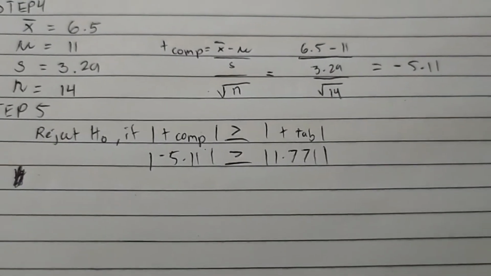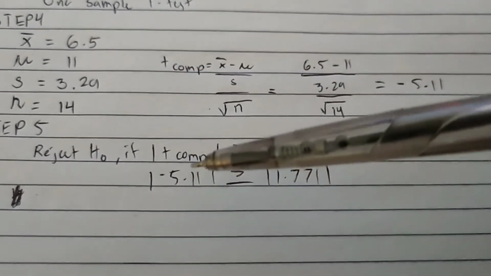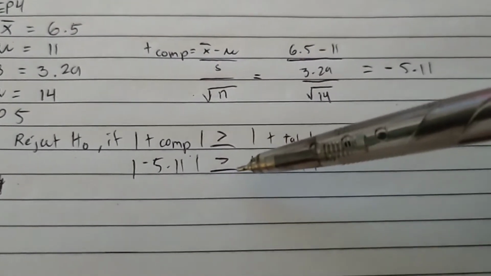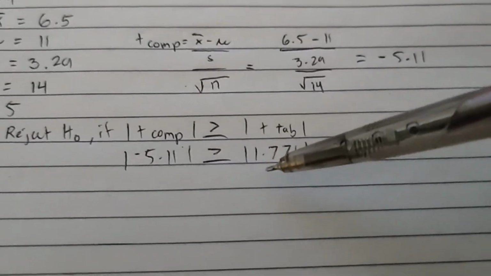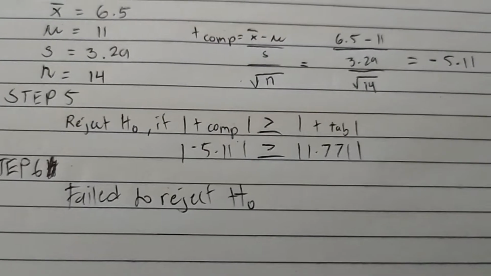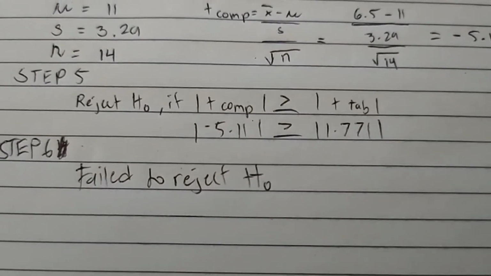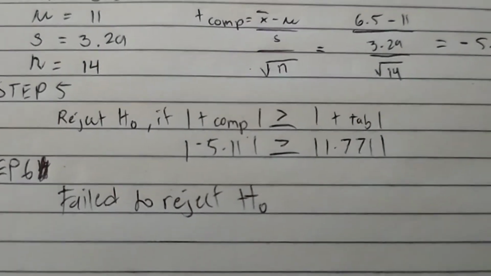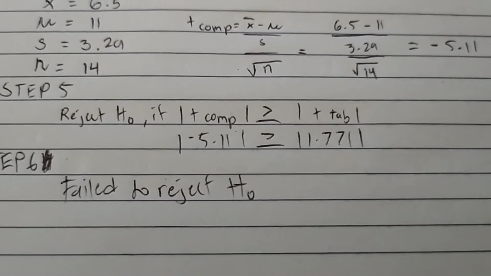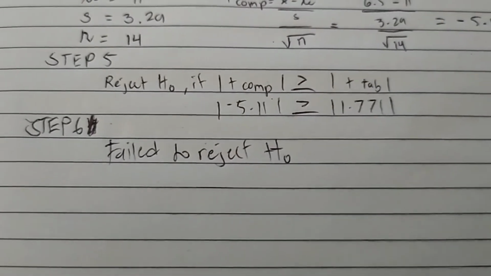So here we substitute the values. So negative 5.11 is greater than or equal to 1.771, which is wrong. So we have to fail to reject the null hypothesis because negative 5.11 is greater than or equal to 1.771, which is a wrong mathematical statement. So we're going to fail to reject the null hypothesis.